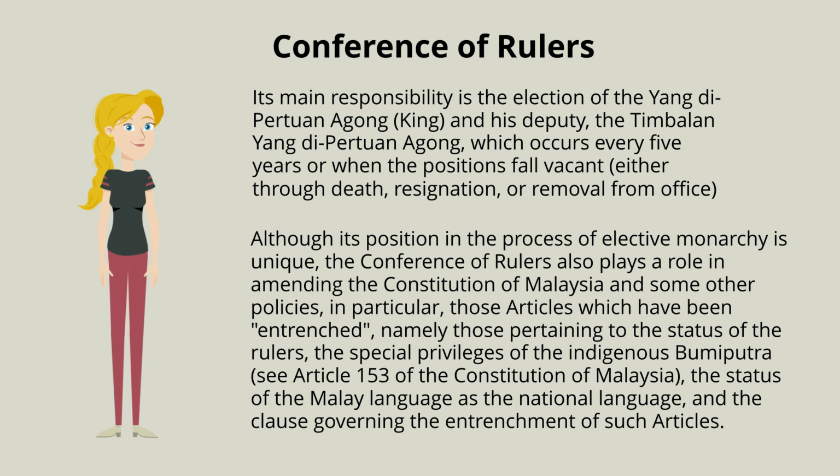Although its position in the process of elective monarchy is unique, the Conference of Rulers also plays a role in amending the Constitution of Malaysia and some other policy, in particular those articles which have been entrenched, namely those pertaining to the status of the rulers, the special privilege of the indigenous Bumiputra, the status of the Malay language as the national language, and the clause governing the entrenchment of such articles.